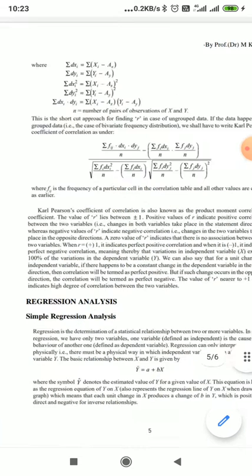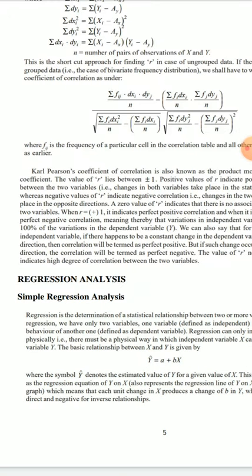Again I repeat, the basic relationship between x and y is given as y mod is equal to a plus b multiplied by x, where the symbol y mod denotes the estimated value of y for a given value of x. This equation is known as the regression equation of y on x. It also represents the regression line of y on x.